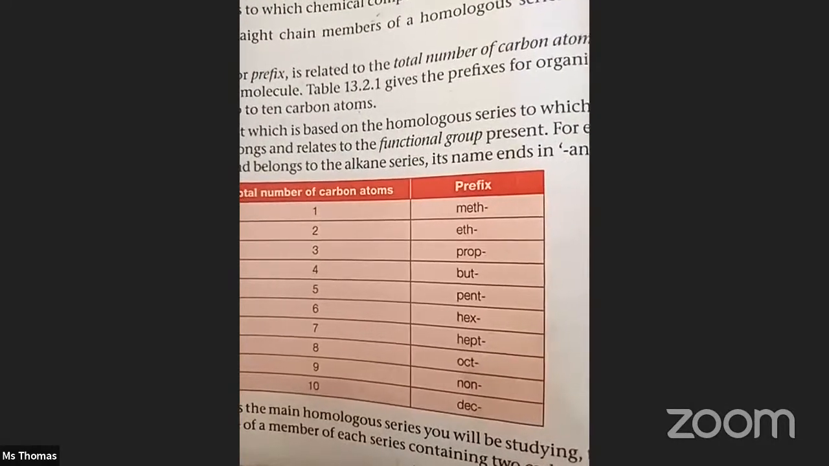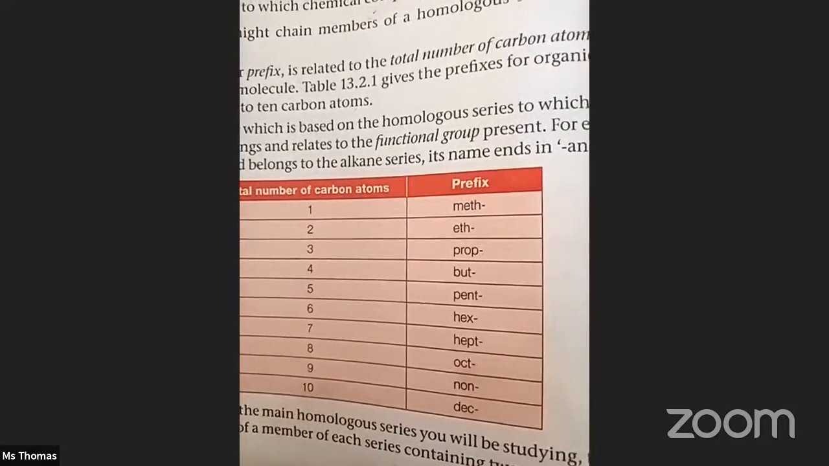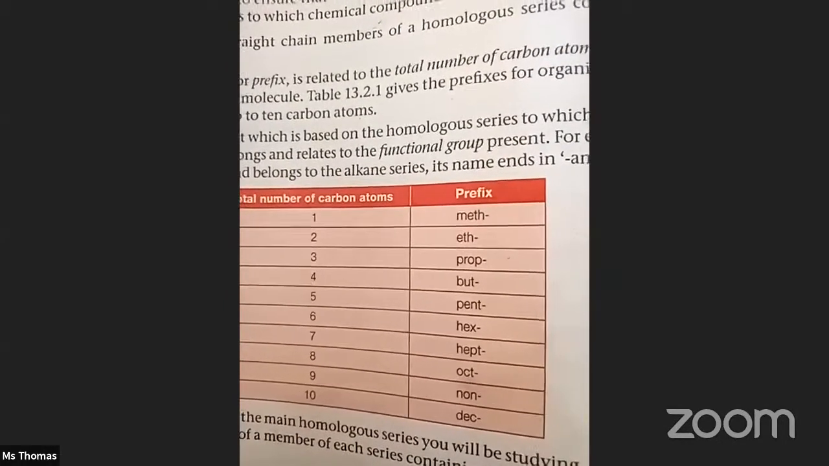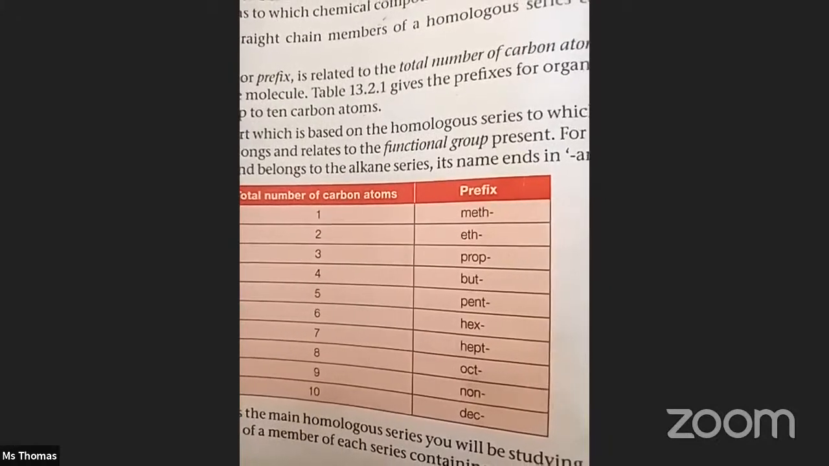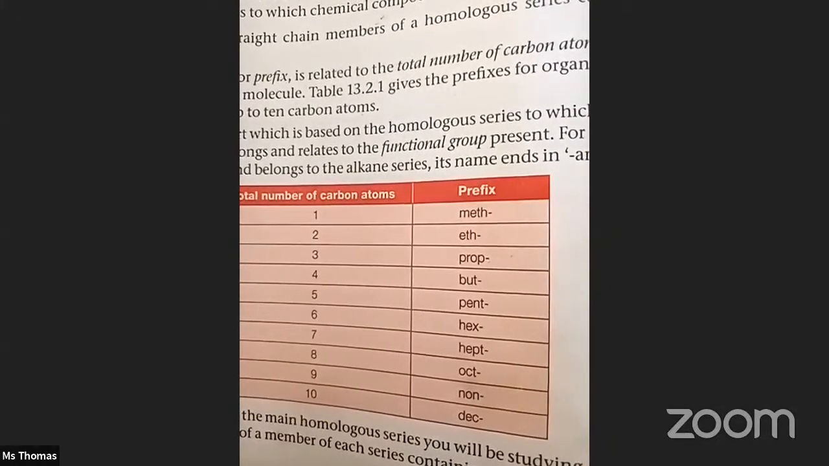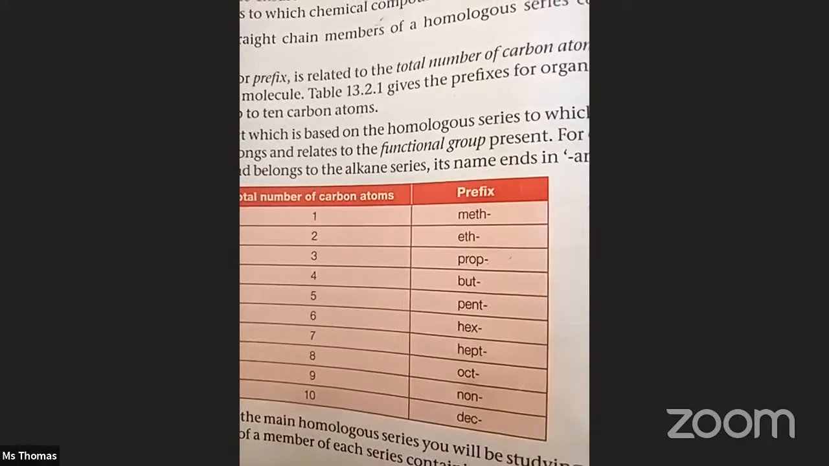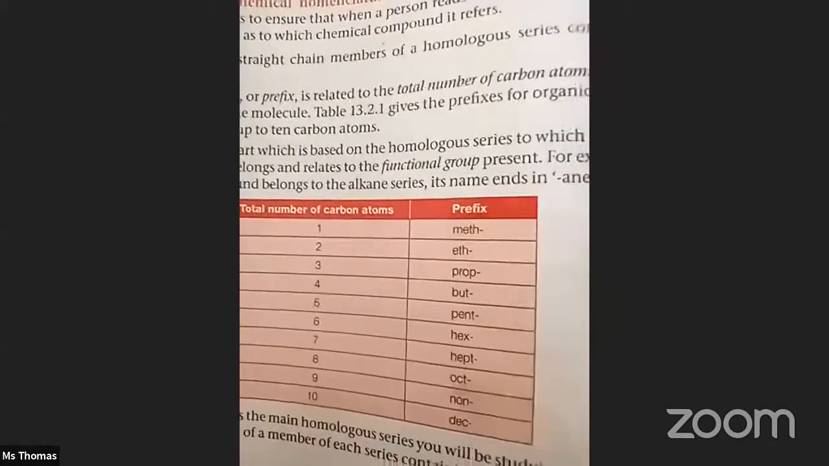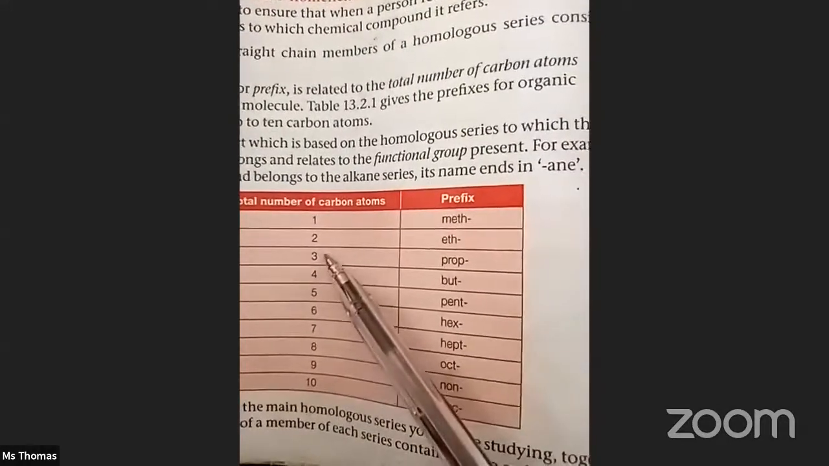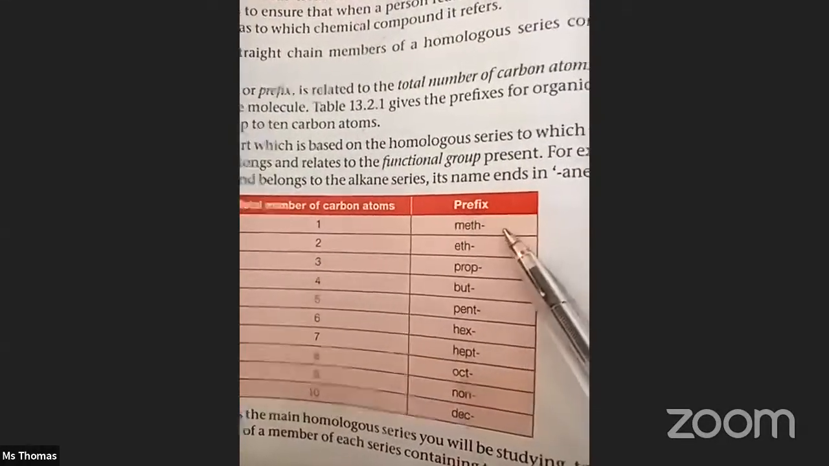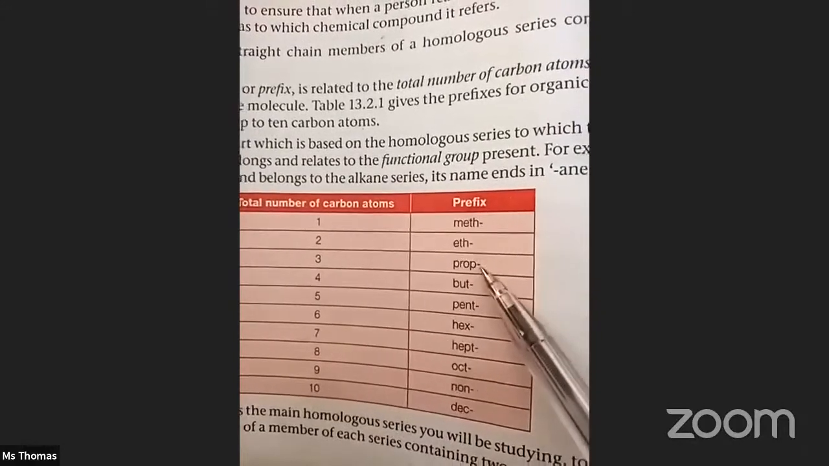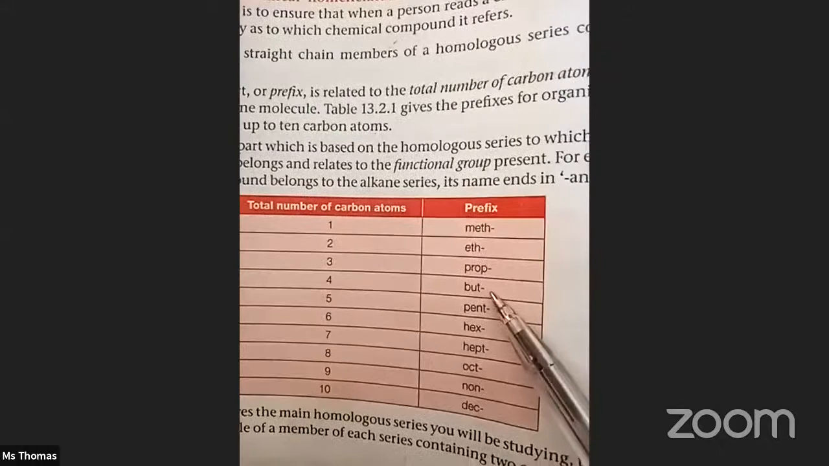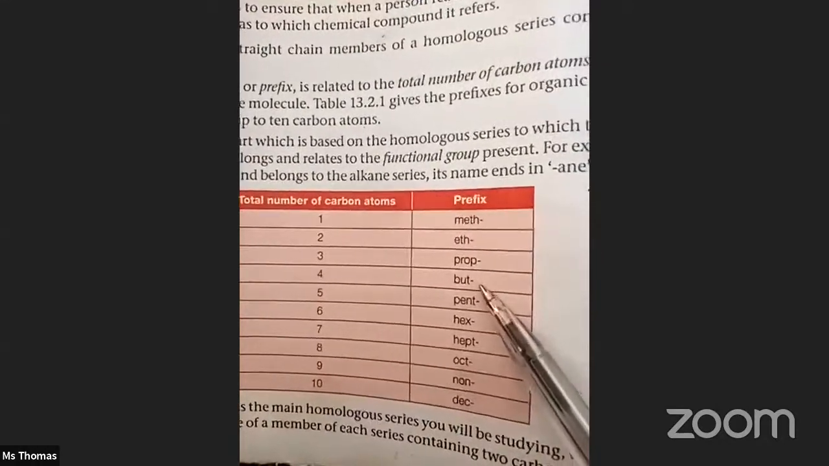And if it has 3, we call it prop. You have to memorize this. Have you ever heard of propane? How many carbon atoms does propane have inside it? Propane. Pro means 3. Miss, did you say methane? Sorry, I said methane, ethanol, and now I'm at propane. So propane has 3. If it has 4 carbons, we call it but.